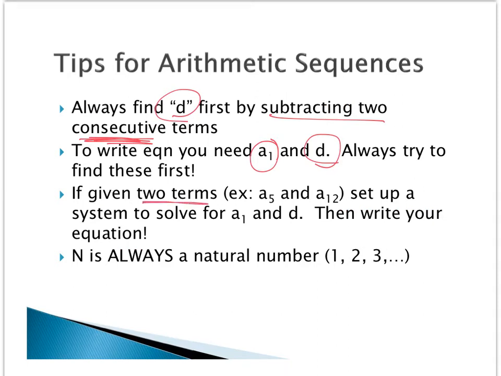If we are given two terms, for example, the 5th and the 12th, then what we can do is set up a system. And that's why it is so useful to know our formula of a sub n equals the first term plus n minus 1 times our common difference. And then lastly, n is always a natural number, 1, 2, 3, etc., because n refers to which term we are. And when we are counting terms, we can't have negatives and we can't have fractional terms.